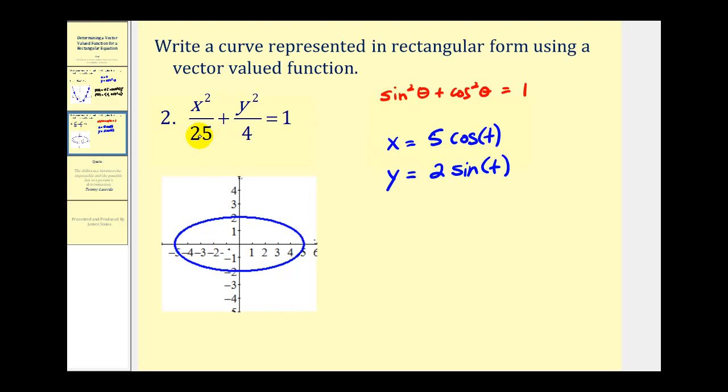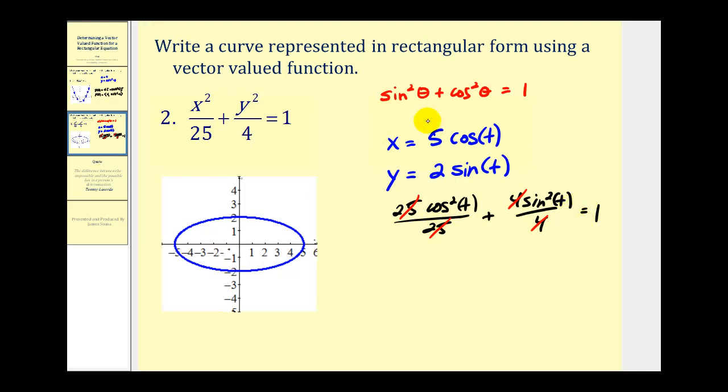Again, if we have x squared over 25, we square this, we're going to have 25 cosine squared t over 25 plus y squared over 4, that would be 4 sine squared t over 4, equals 1. And again, the 25 over 25, the 4 over 4, simplifies nicely, and this is now a true equation in terms of t.